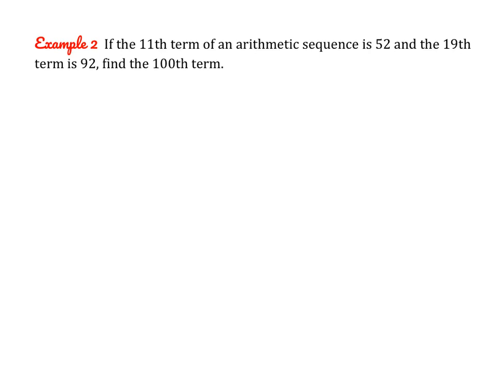Okay, let's try another example together. Here it says if the 11th term of an arithmetic sequence is 52 and the 19th term is 92, find the 100th term. We are going to want to create the formula so we can find that 100th term. However, remember there are 2 things that we need to find the formula: the common difference and the first term. With the information given, we are going to need to find those first.